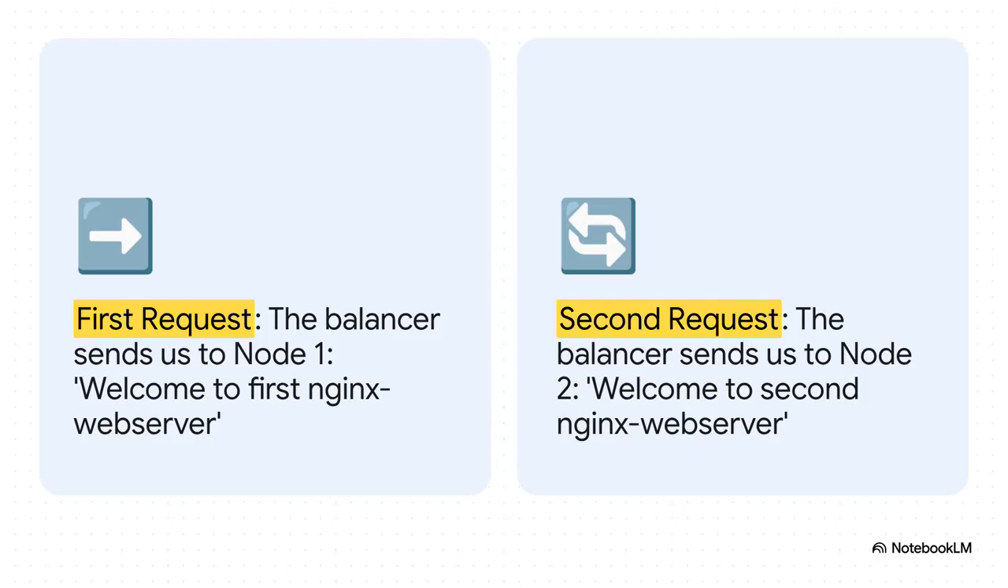And would you look at that? Success! The first time we run the command, we get the welcome message from node 1. The second time, bam, we get the message from node 2. This is perfect proof that our round-robin balancing is working exactly like it should. The traffic cop is doing its job.